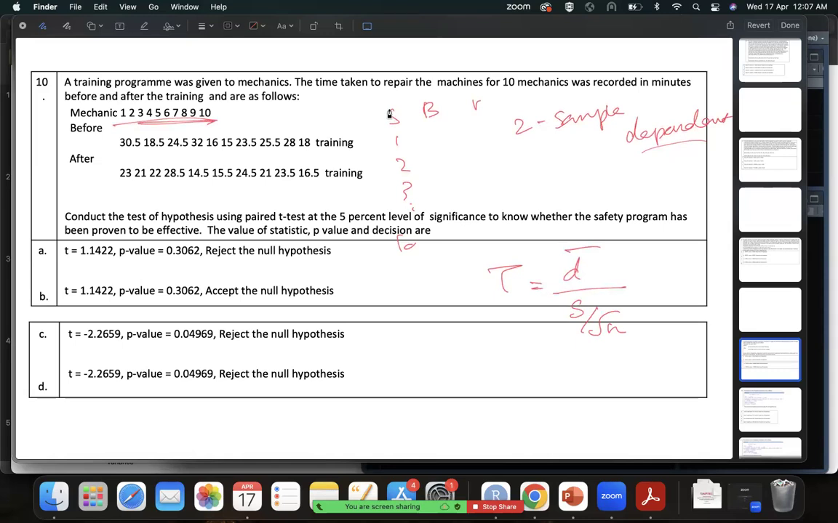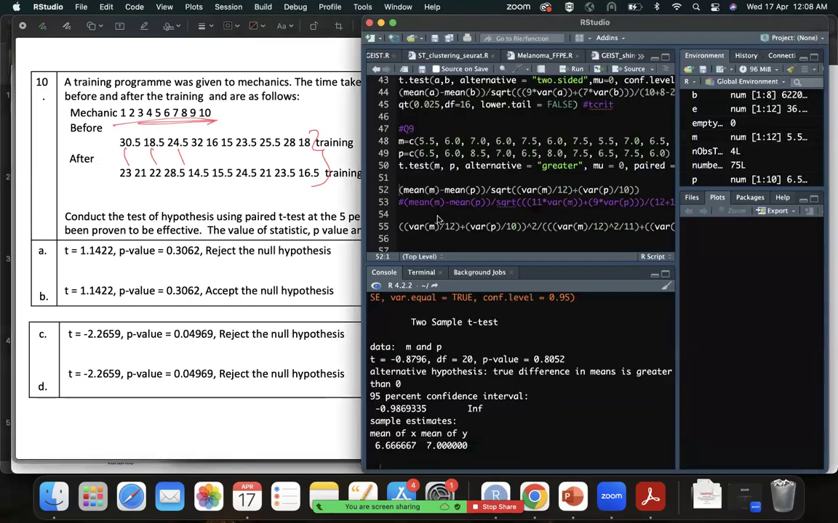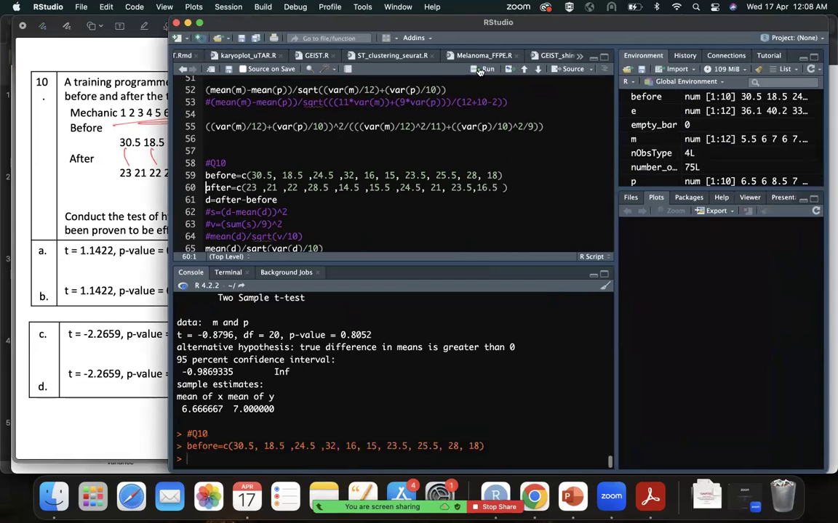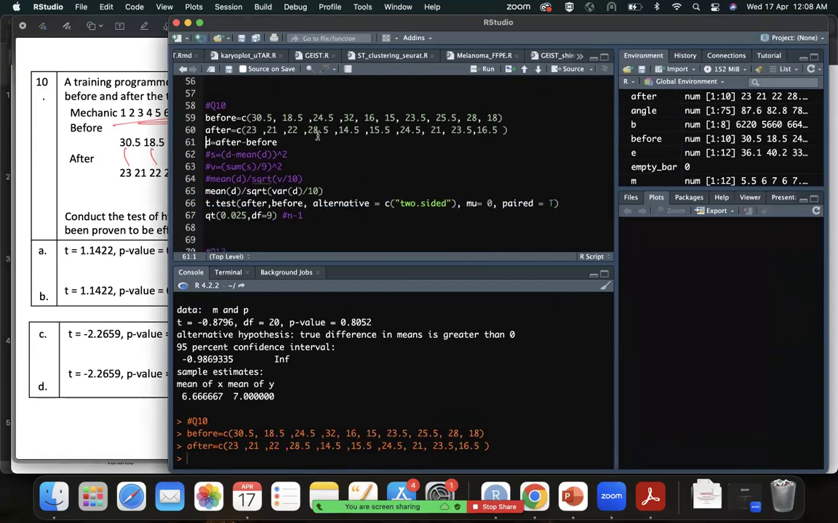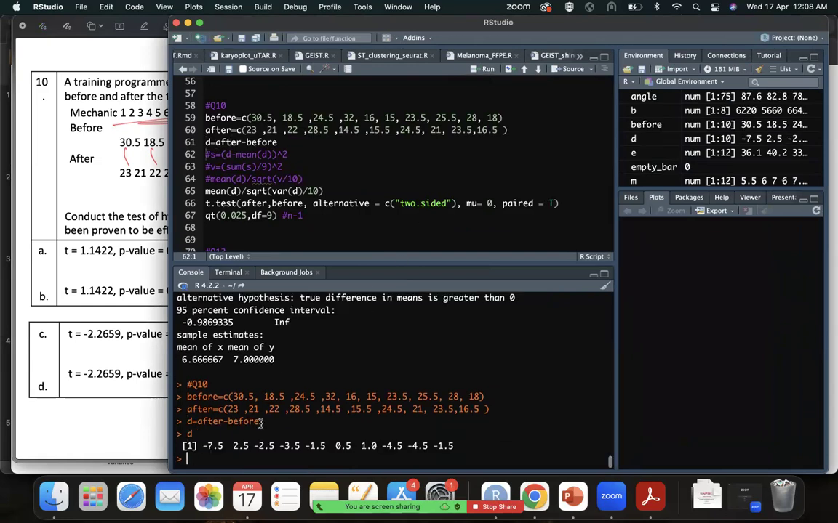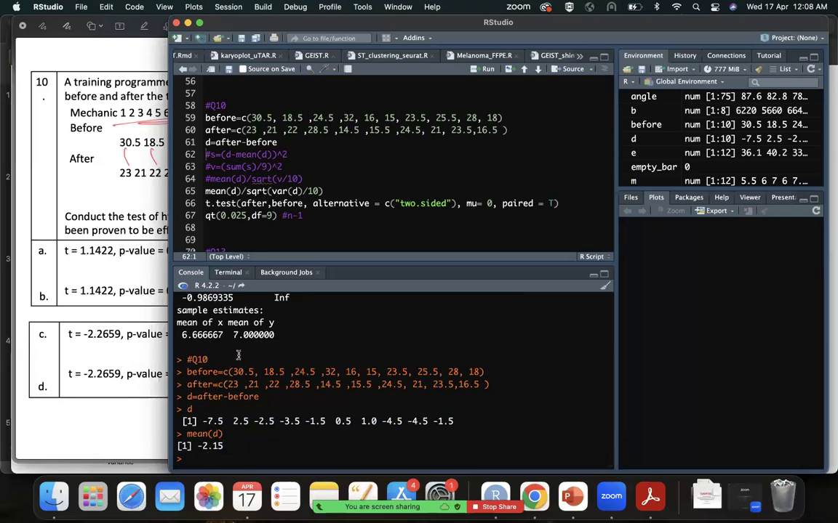So what is this D bar? You just subtract each of these values from each other. Okay, I'll show that in our question number 10. Okay, so we have before, we have after. So difference is basically after minus before. So you run it. Let's see, you can see the differences. And now for D bar, you need to calculate mean of the differences. So mean of D would be D bar. Minus 2.15 is your mean.